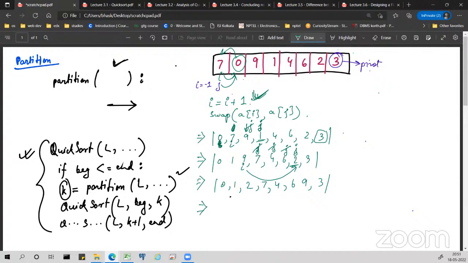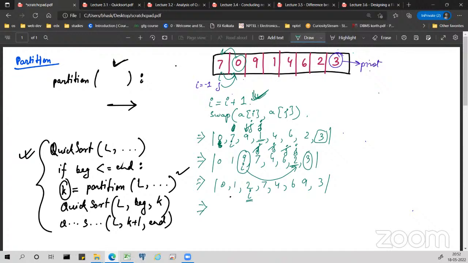Now you see 0, 1, 2 is done. Where is my I currently? I is at the third value, right? The third element, which is 2 in this case. Right? And J has finished. This is the pivot. Pivot we don't consider. J has finished its operation. Right?